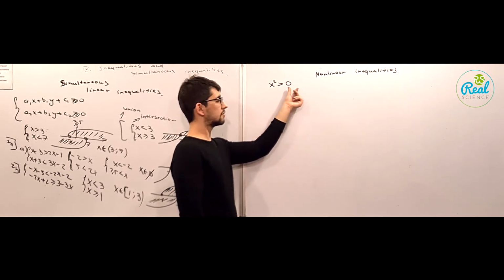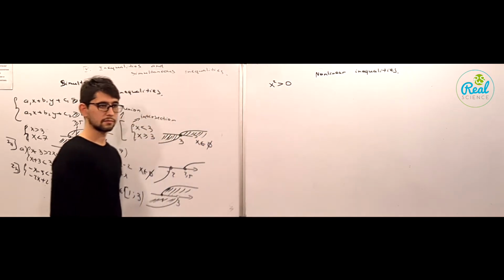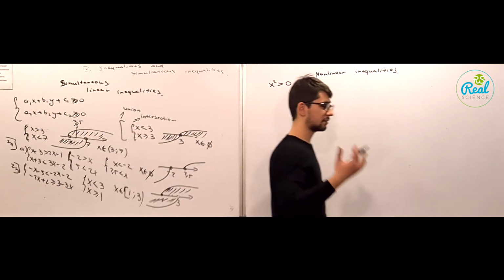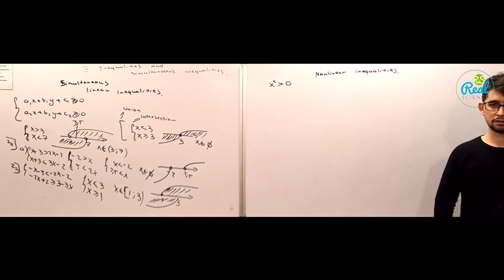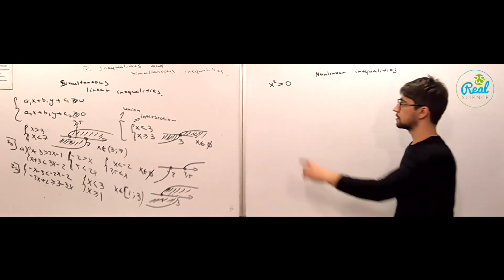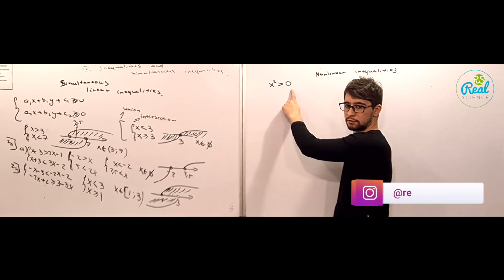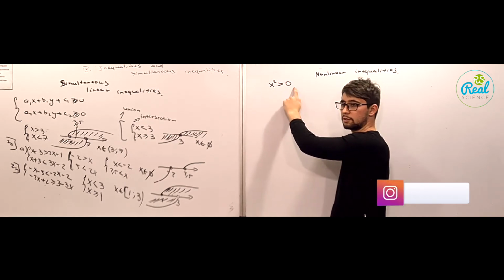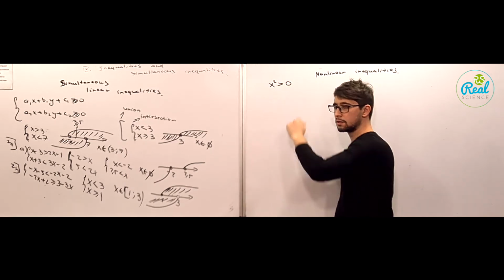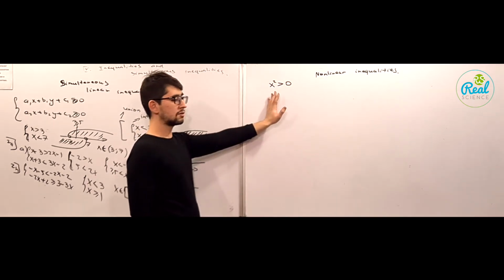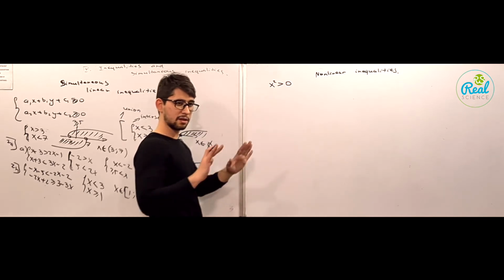x squared is greater than 0. Tell me the interval, okay? This is an inequality. The square of a number is always greater than 0, except when x is 0. If it's 0, it will not be greater, it will be equal to 0, right? So, do you have any equality sign here? No. It means you take x as any number except 0.